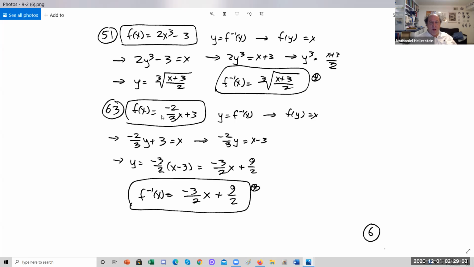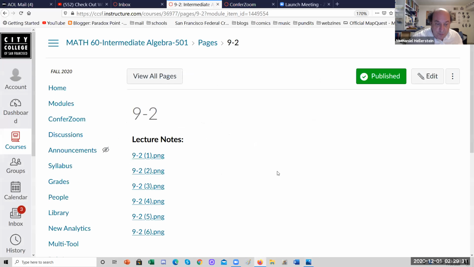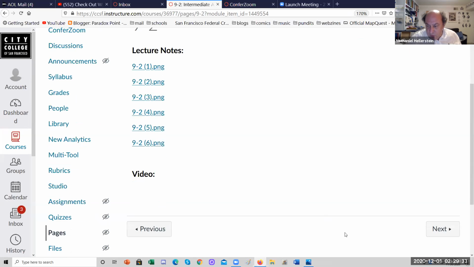Here, f of x is minus 2/3 x plus 3. So if f of y equals x, then minus 2/3 y plus 3 equals x. So minus 2/3 y equals x minus 3. So y equals negative 3/2 times x minus 3, which you can rewrite as negative 3/2 x plus 9/2. And that is the inverse function. That concludes that part.